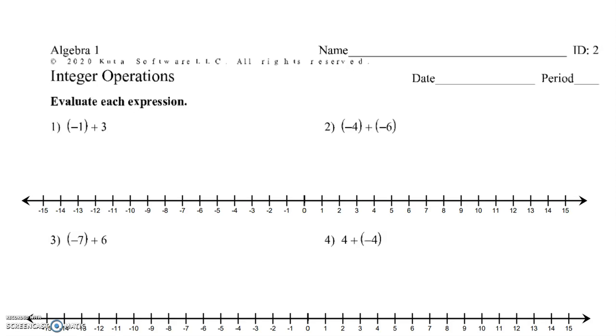All right, so our first problem is -1 plus 3. So we're going to start here on the number line at -1. And if we're adding a positive 3, we're going to go this way. So from -1, we're going to jump 3 units to the right. And we land on our answer. So our answer is 2.